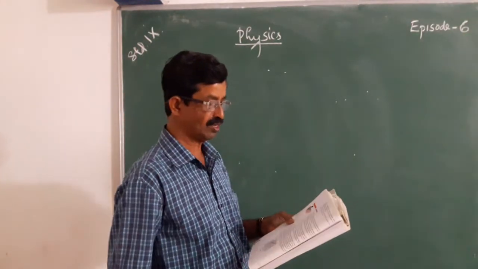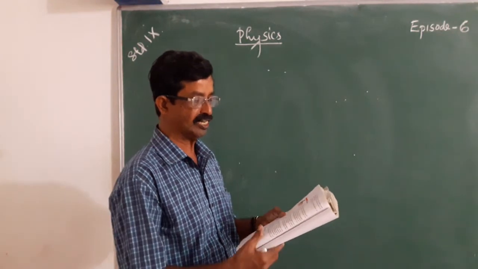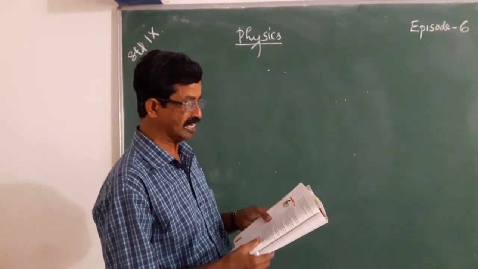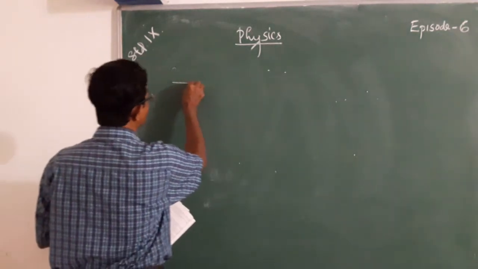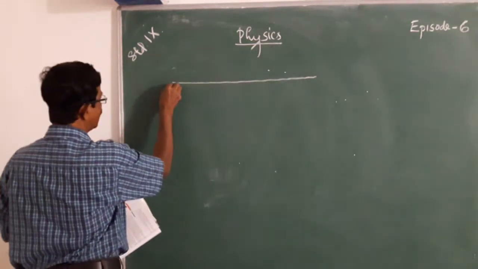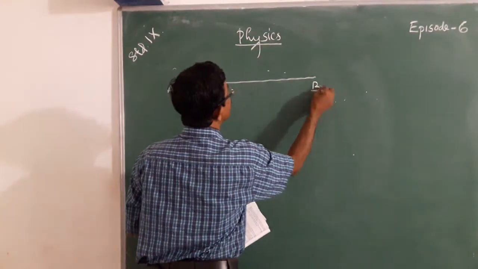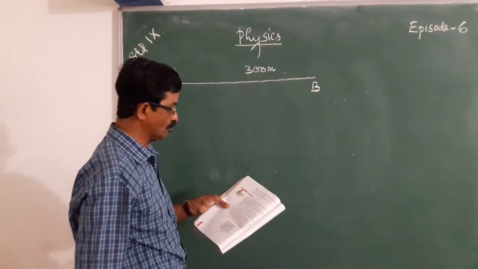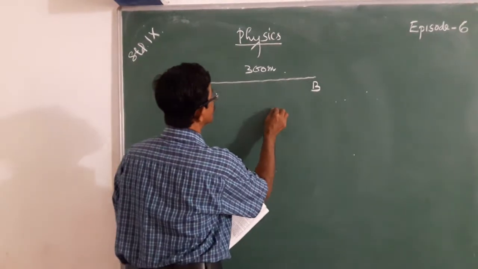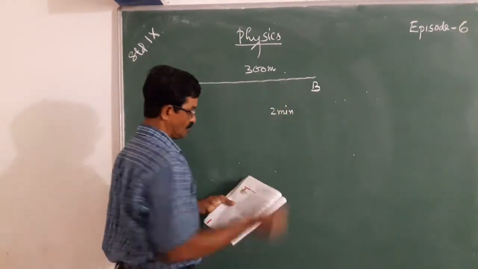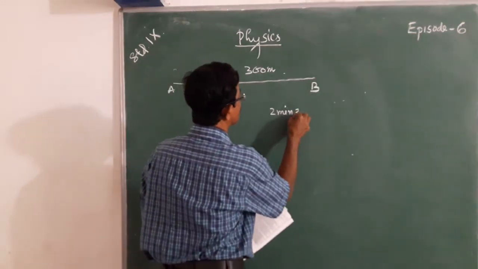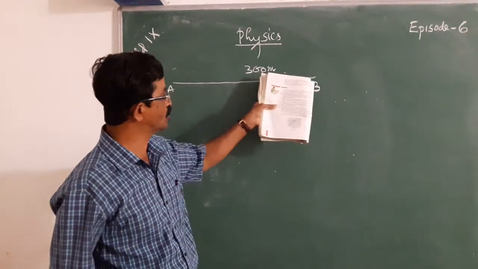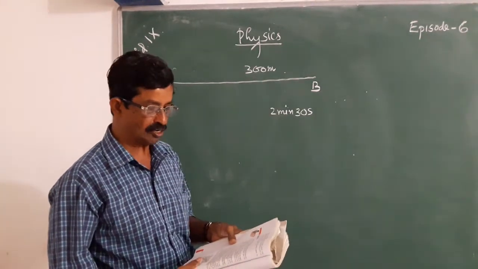Joseph jogs from one end A to the other end B of a straight 300-meter road in 2 minutes 30 seconds. That means on a straight road from A to B, this distance is 300 meter and he took 2 minutes and 30 seconds to jog from A to B. It is a straight road.